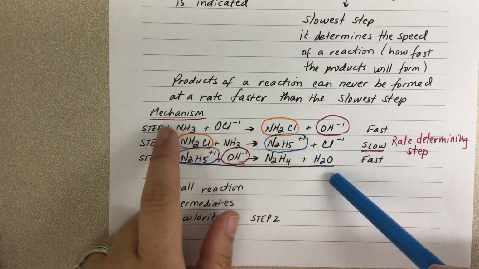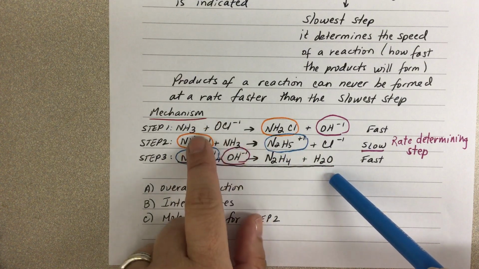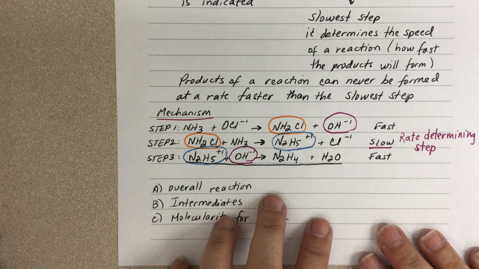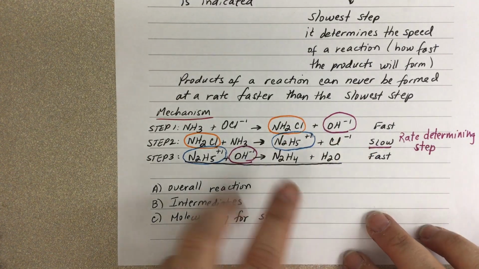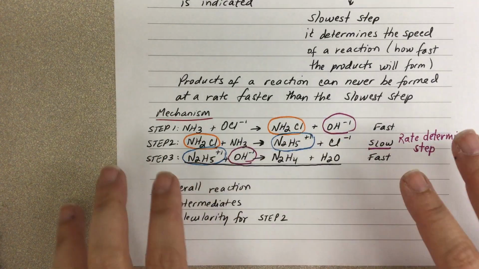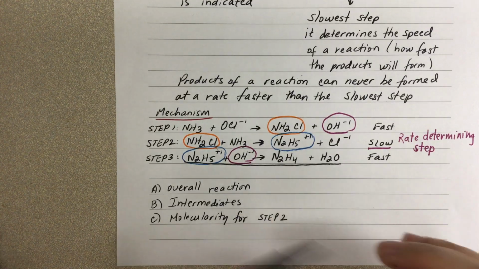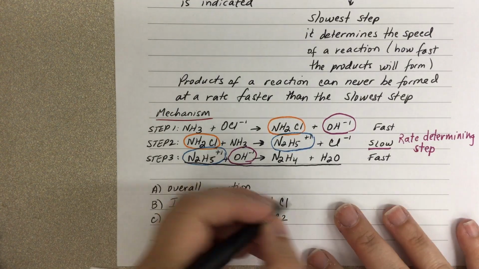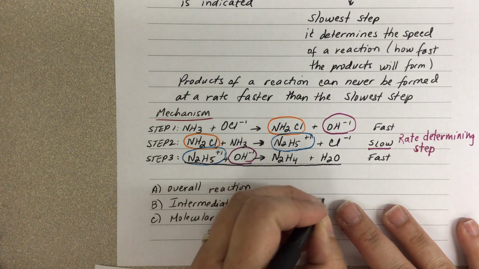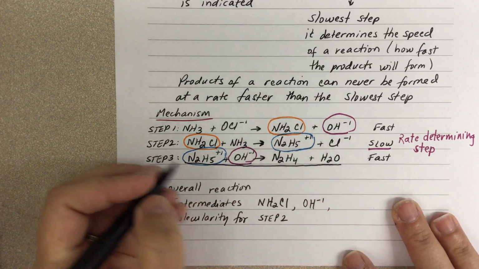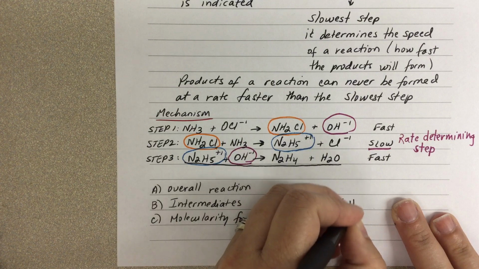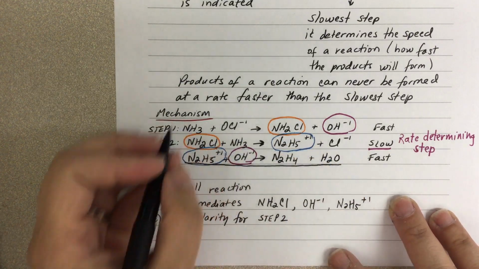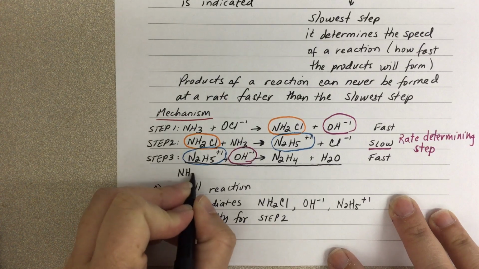We already know Cl, you don't have that one here, and none of this. So done. We have 3 intermediates, and they're not going to be part of your overall reaction. So I'm going to write down the intermediates here. And you can write down the overall reaction.